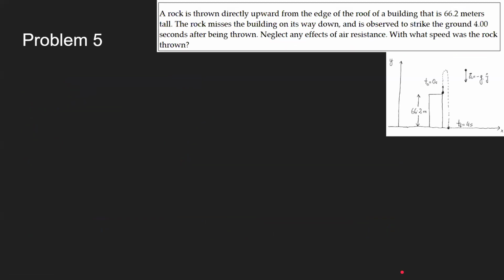All right, next one. A rock is thrown directly upward off the edge of a roof of a building that's 66.2 meters tall. The rock misses the building on its way down, and it's observed to strike the ground 4 seconds after being thrown. No air resistance. So in this chapter and unit, no air resistance, because that will make g not 9.8. What speed was it thrown with in the beginning?